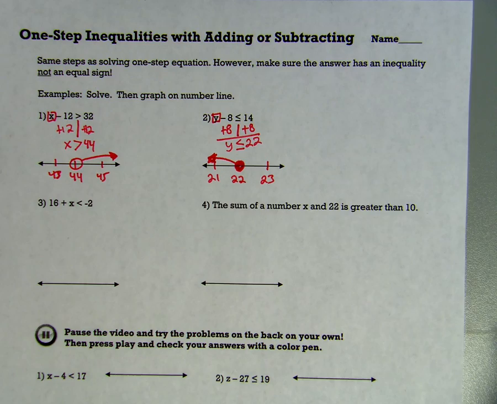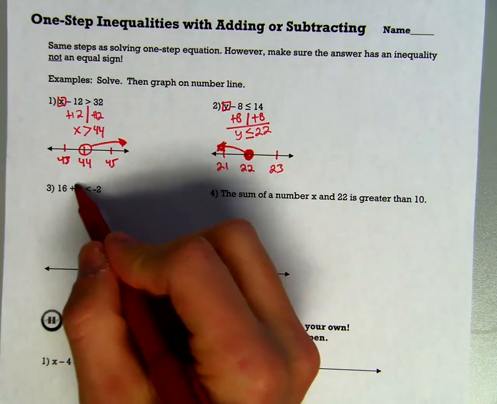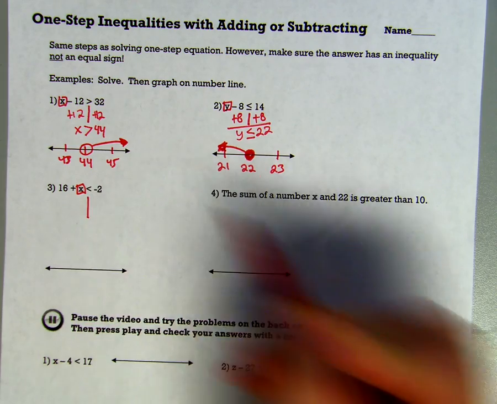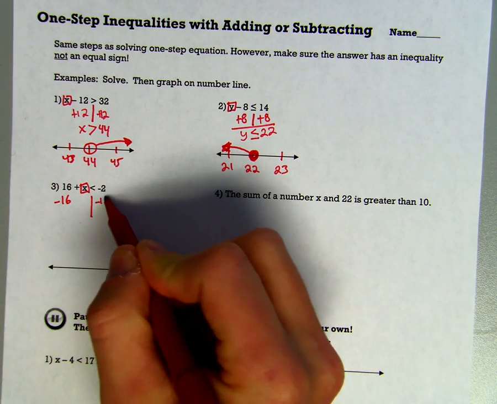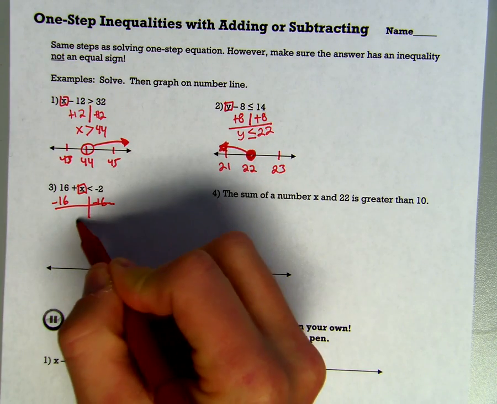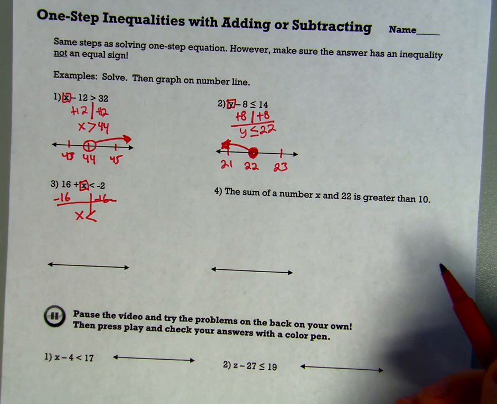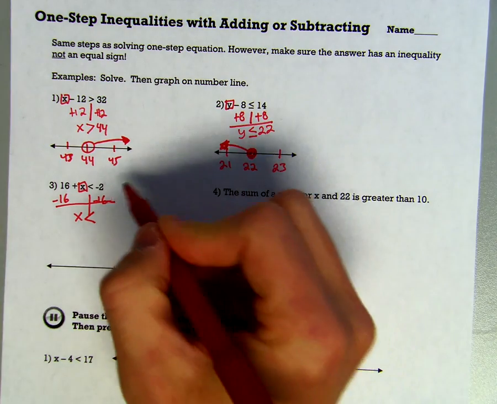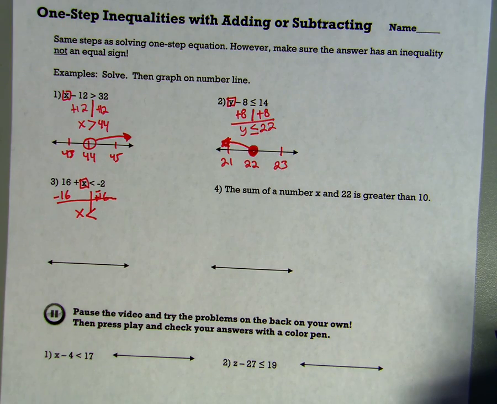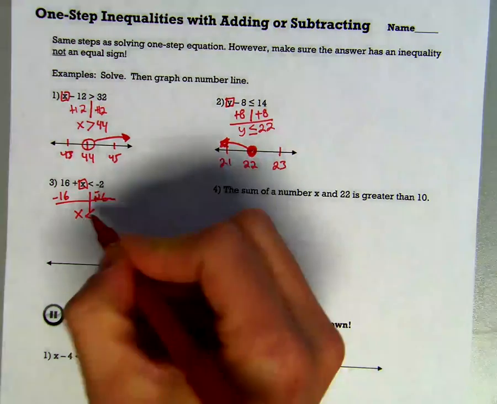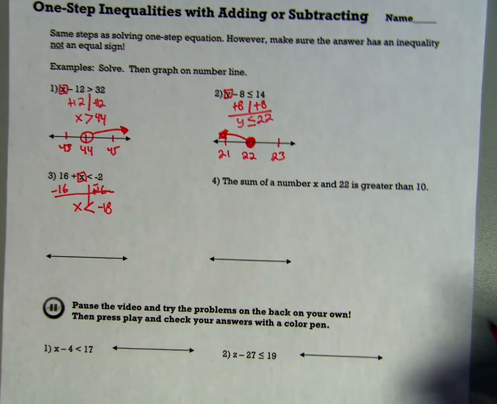Number 3, 16 plus x is less than negative 2. Box my variable. Draw my line down. Go ahead and do minus 16 to both sides. This side gives me just an x, and x is less than. And then I have negative 2 minus 16, so I'm going to use my integer rules, and it's a plus a negative. So it is negative 2 plus negative 16, giving me negative 18. So x is less than negative 18.